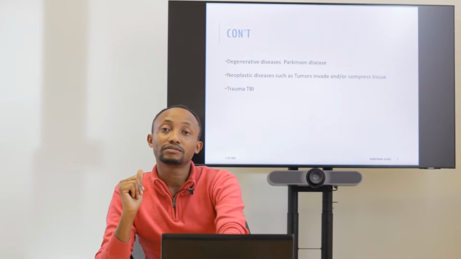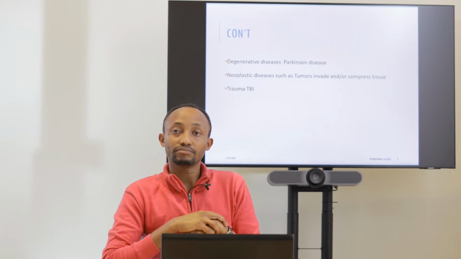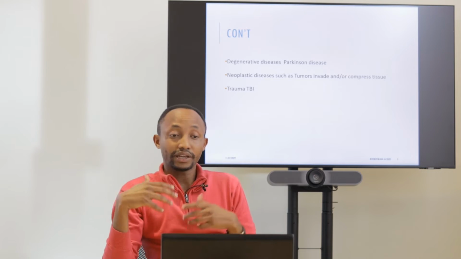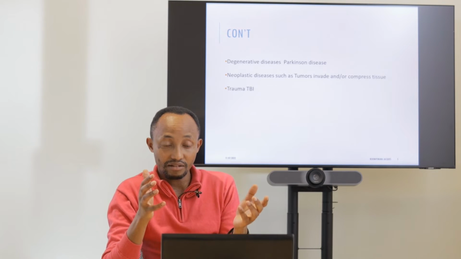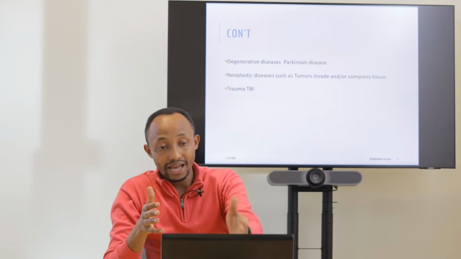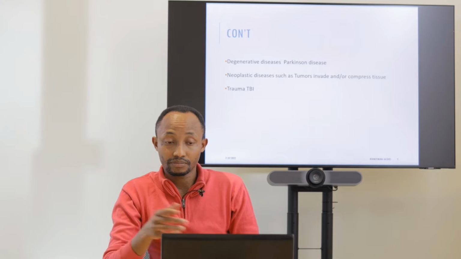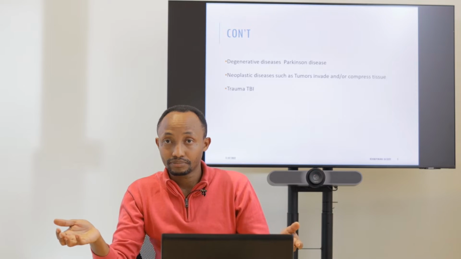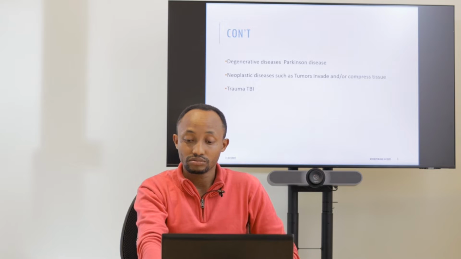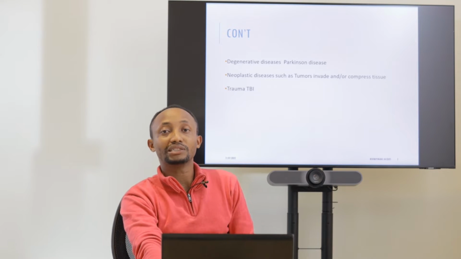And lastly, a trauma. One can suffer a trauma. They can fall from a height. They can be struck by a car in a road traffic accident, and they suffer a TBI. By TBI, we mean traumatic brain injury. This is an acquired brain injury as a result of trauma, and this can also lead to a variety of neuropathology which requires rehabilitation.